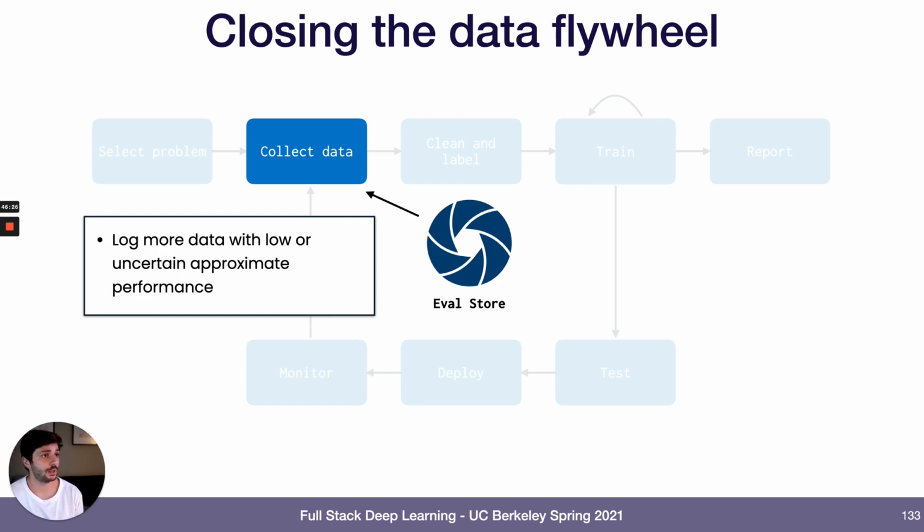But that can be, I think, probably not the most efficient thing. Because if you have tails of your distribution or areas where your model is not performing well, you might want to oversample data from those areas. And so another function that your monitoring system or your evaluation store could play is that you might want to oversample data from regions that have low approximate performance. So if it looks like your model's not doing too well on this data point or this window of data points, you might want to sample more data from that window.